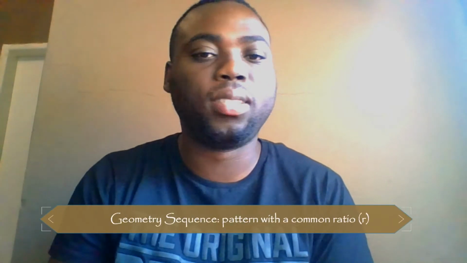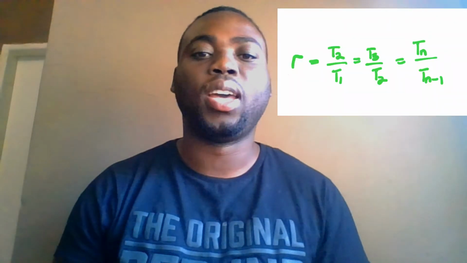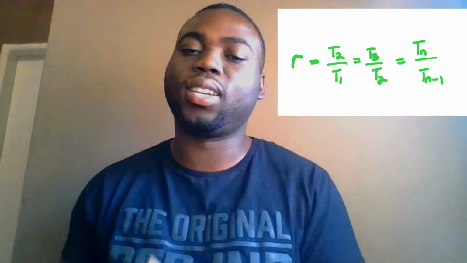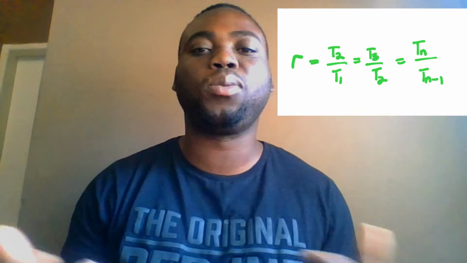Geometric sequence, or exponential patterns, whatever you want to call it, is a set of numbers which has a common ratio. What that literally means is that whenever you divide the second term by the first term, it should give you the same answer as when you divide your third term by the second term. Now, it doesn't have to be these two sets of values. It could be any consecutive terms. It could be T100 divided by T99. You expect to get the exact same answer, right? For it to be a geometric pattern.